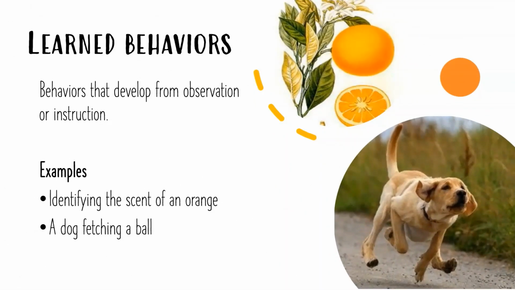Next, we have learned behaviors. These are behaviors that develop from observation or instruction. So you're not born naturally knowing exactly how to do these things. You're either watching someone and learning or getting explicit instruction. So for example, identifying the scent of an orange, you have to first know what an orange is, and you learn through observation of how to identify that scent. And a dog fetching a ball. Now this is something that is explicitly taught to the dog. They don't just naturally know how to play fetch.